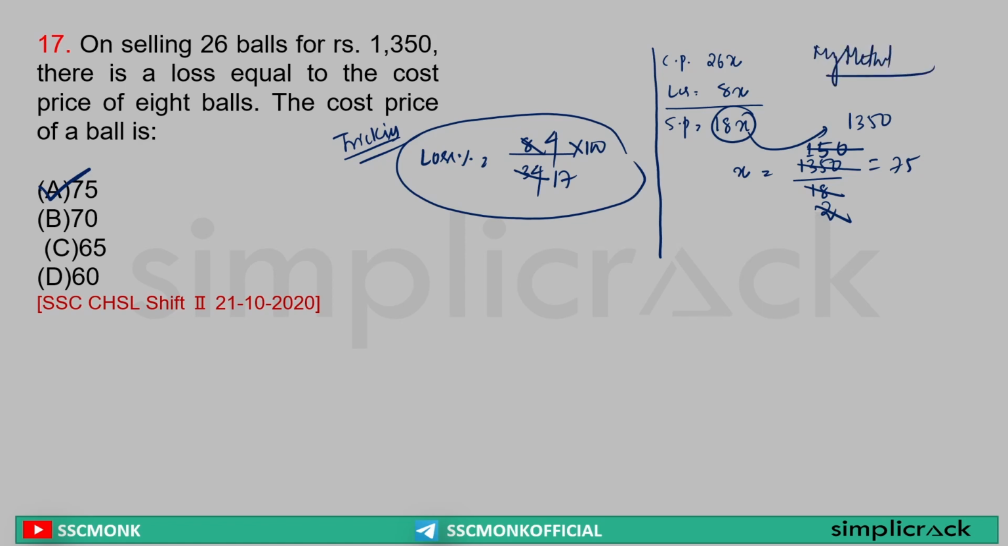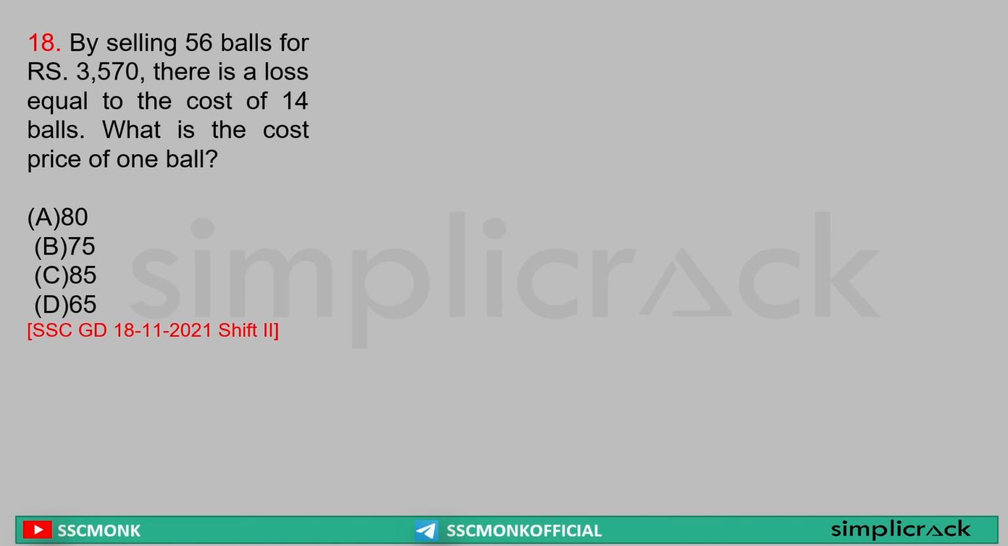That's it. Next, by selling 56 balls for 3570, there is a loss equal to this. So same thing. So it is homework for all of you. It is the exact same question as the previous question.